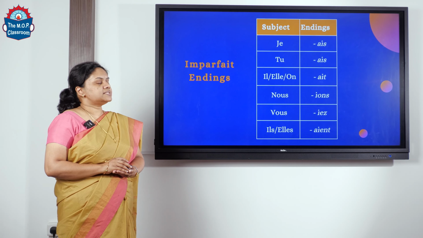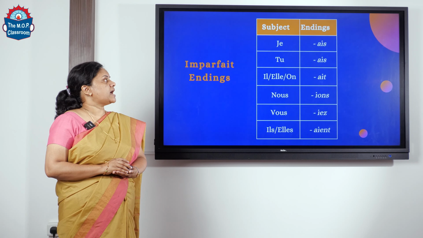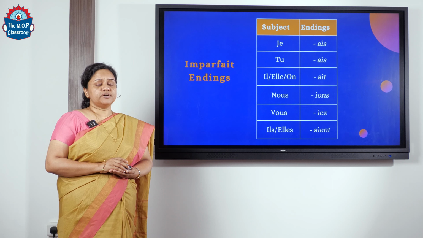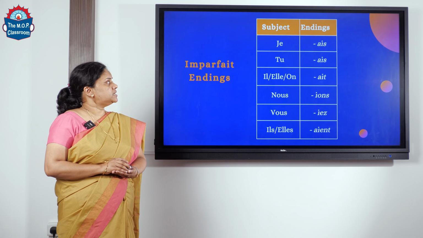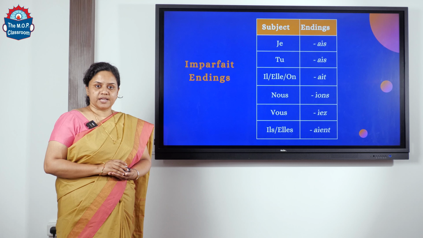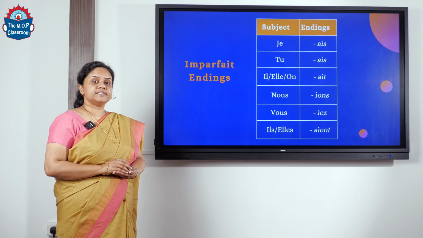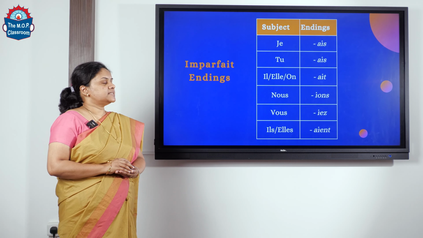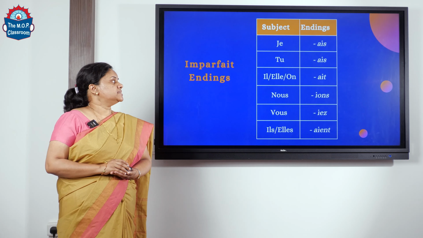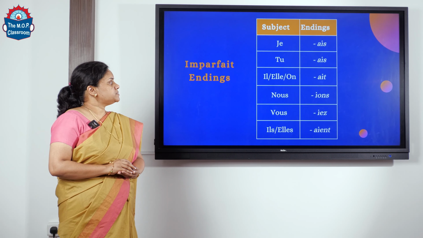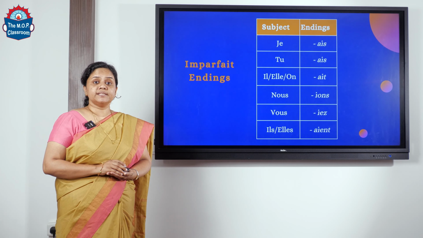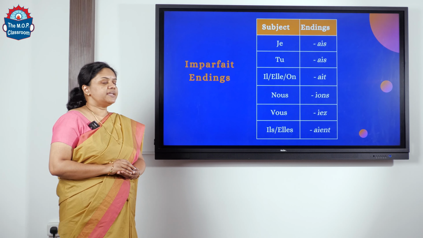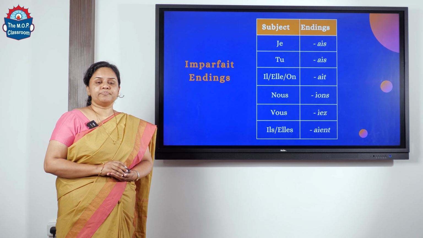The ending is the imparfait ending. For the first person singular, je, the ending is AIS. For tu, the second person singular, it is again AIS. For the third person singular, il, elle or on, it is AIT. For the first person plural, it is IONS. Second person plural, IEZ. And third person plural, it is AIENT. So these are the imparfait endings.